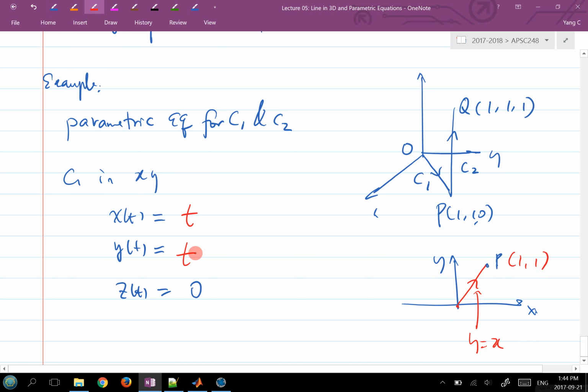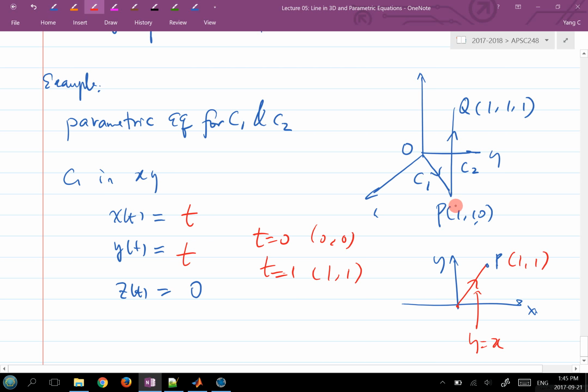But does that satisfy the actual motion? Actual motion basically means when t equal to 0, you are at 0, 0. At t equal to 1, you're at 1, 1. Substitute it here. That's exactly what you're looking for, isn't it?